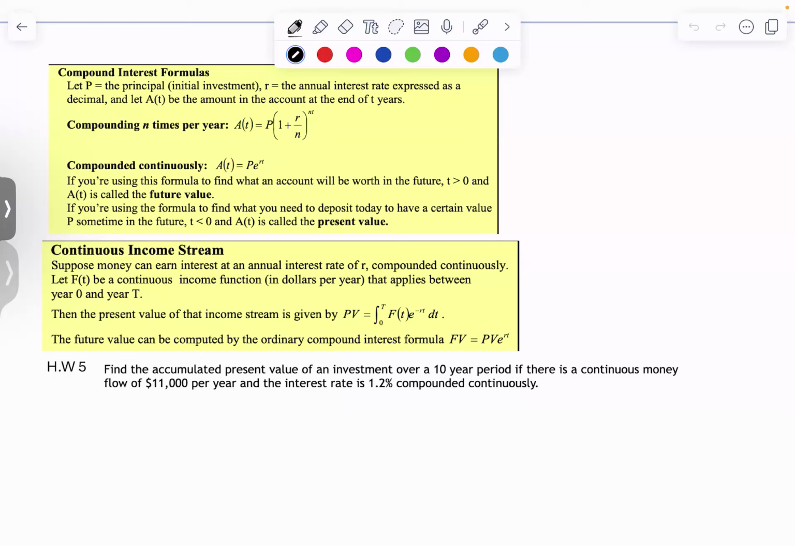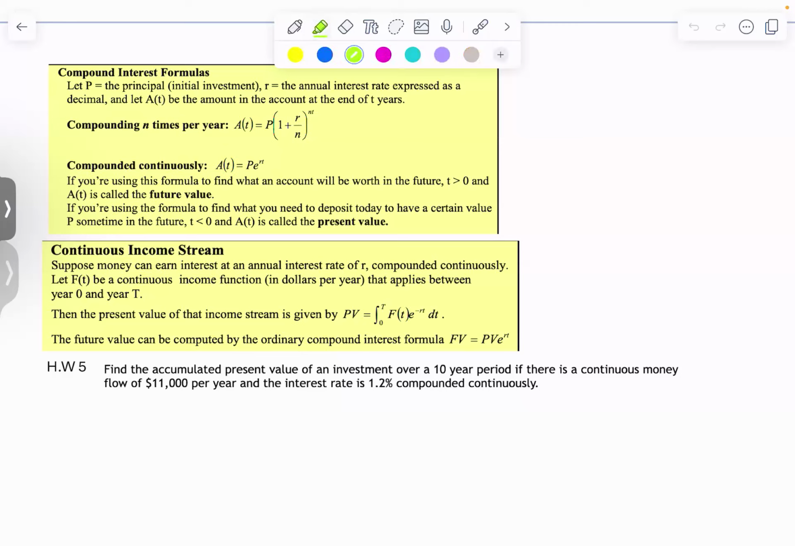And if we want to go the other way, if we want to say, how much do I need to invest now so that later it'll be worth a certain amount of value, then we call that the present value. And that's when we're looking backwards at how much I needed to invest to have this much in so many years. And we have our present value formula.